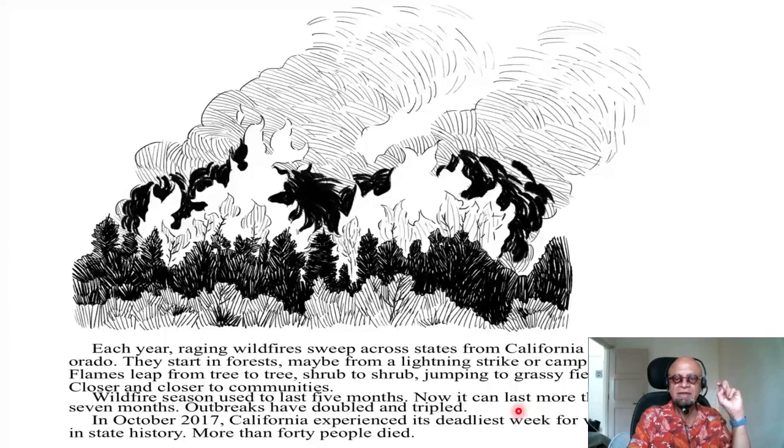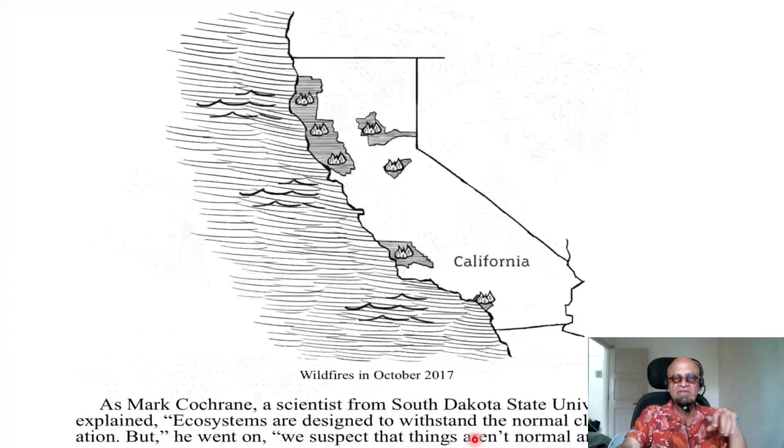Outbreaks have doubled and tripled. The times when fires just break out are called outbreaks. They have doubled or tripled because, again, of mostly warming and drying, and also because of human activities like living close to fires, having campfires and so on. In October 2017, California experienced its deadliest week for wildfires in state history. More than 40 people died. But this book is old, and if you look at later data, you'll probably find that there were more deadly fires more recently.